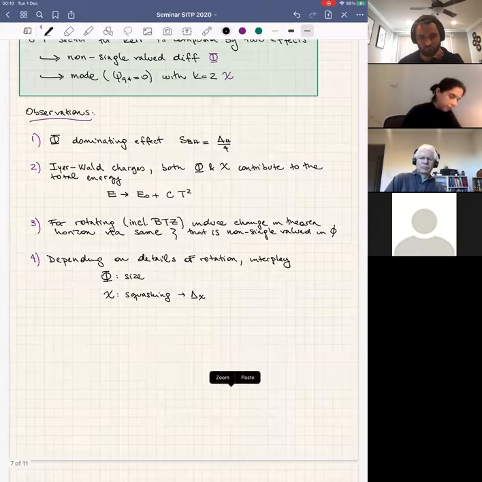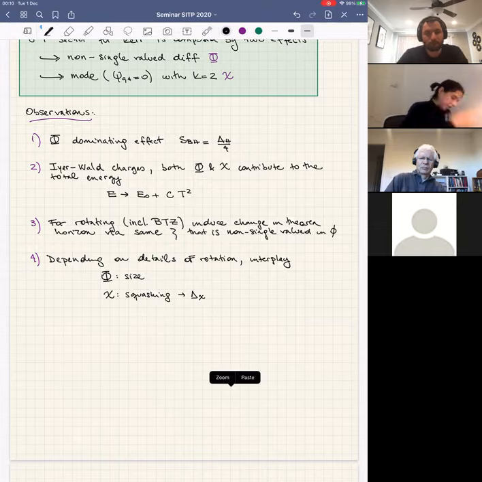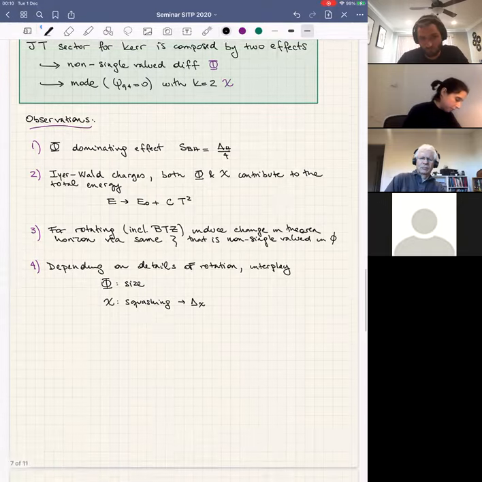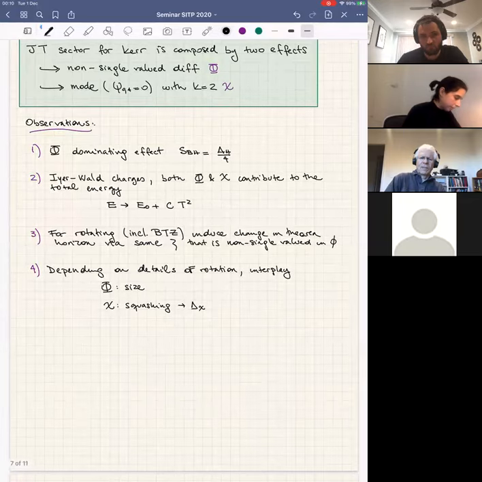But in any case, this is kind of fun. For Reissner-Nordström, all the other ones, at this linearized level, are decoupled and they don't talk too much. They talk in a very boring way with phi.